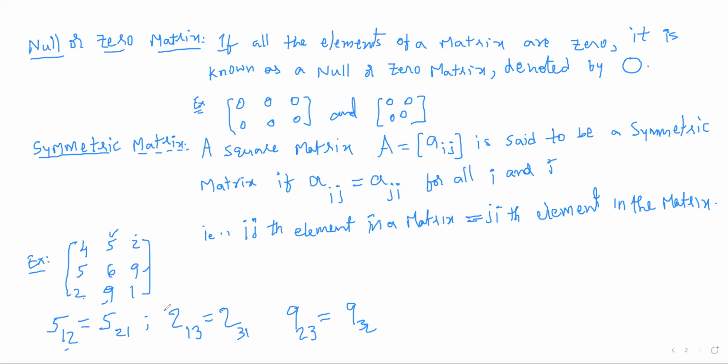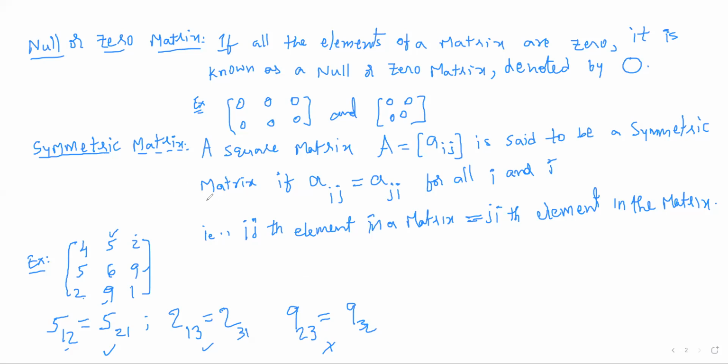That is, if this condition holds only for 5 and 2 and not for 9, then that is not a symmetric matrix. It should happen for all the non-diagonal elements in the matrix. Then only we can say that the given square matrix is a symmetric matrix.